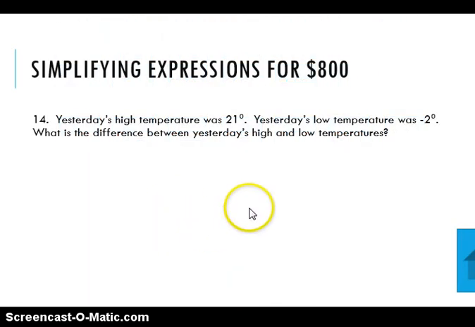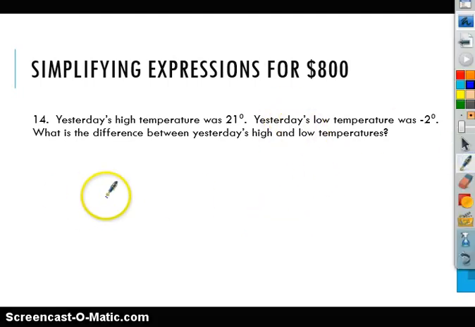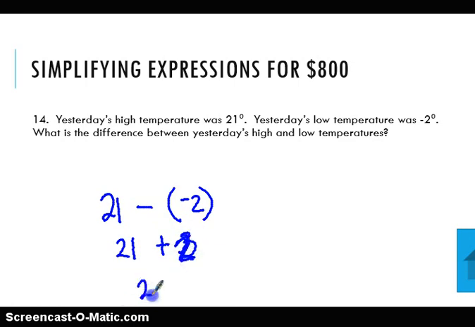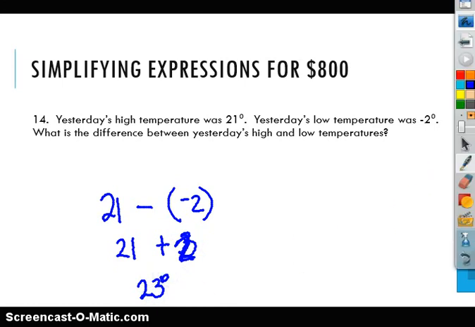Alright, simplifying expressions for 800. Yesterday's high temperature was 21 degrees. Yesterday's low temperature was -2. What is the difference? So 21 minus -2 will actually become 21 plus a positive 2. And the solution there will be 23 degrees is the difference between the highs and the lows.